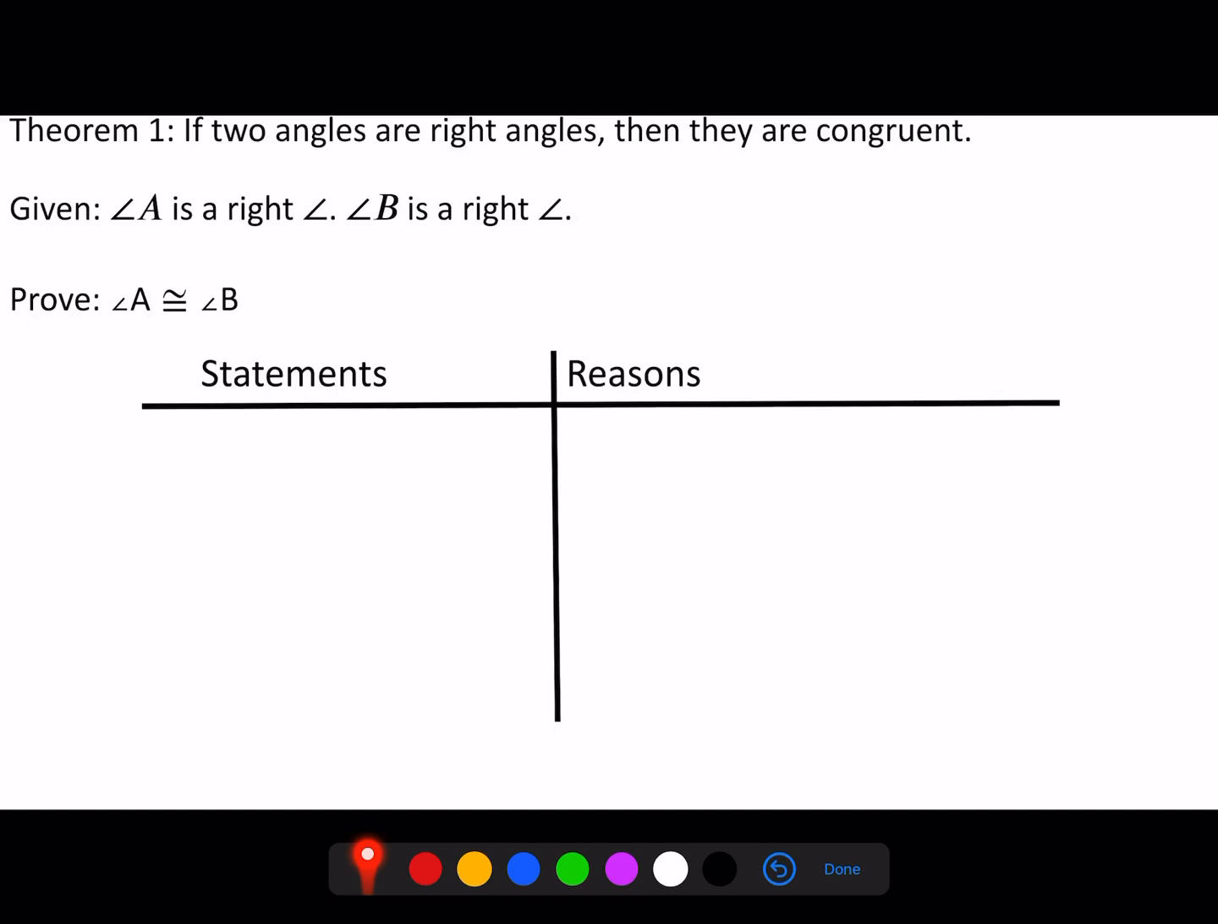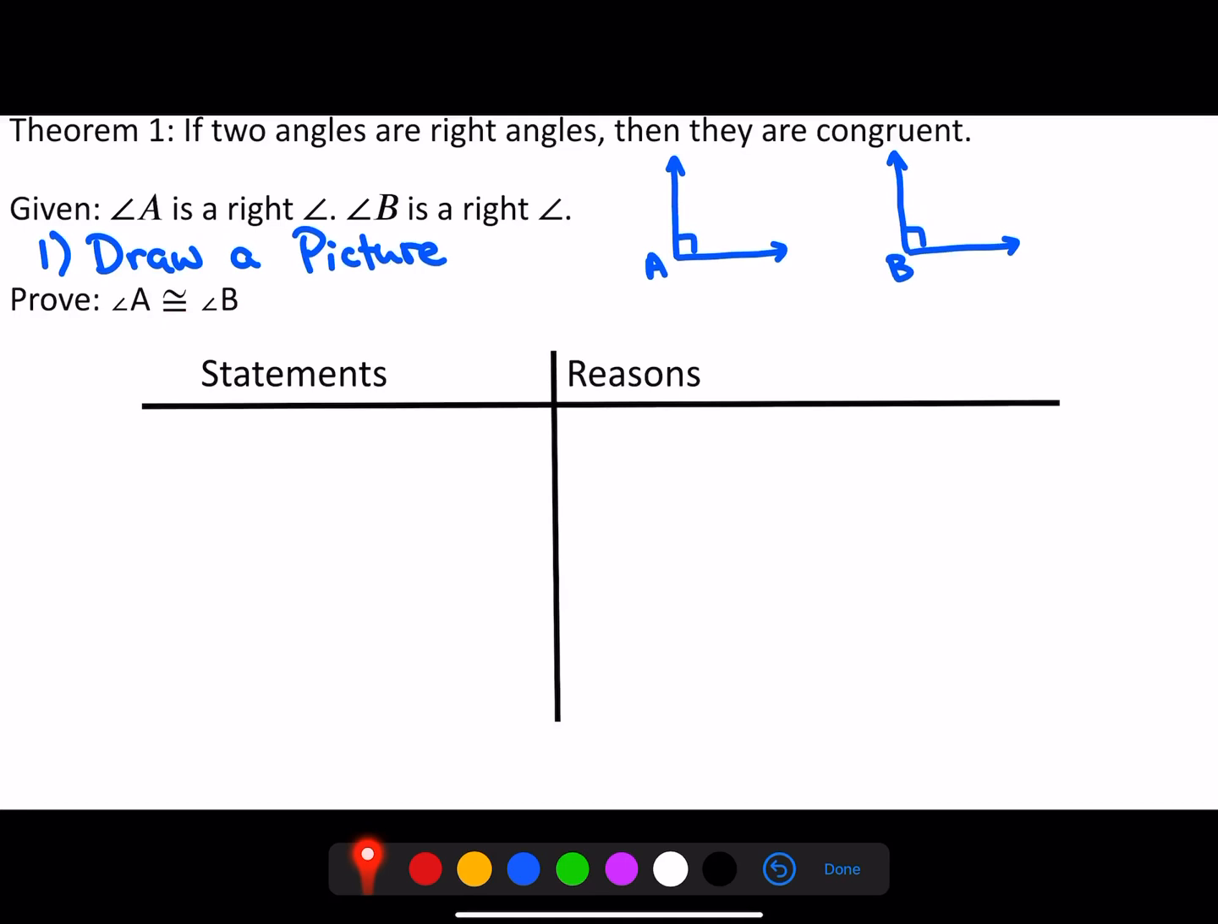If two angles are right angles, then they are congruent. So, given angle A is a right angle, and angle B is a right angle, we need to prove that angle A is congruent to angle B. So we first start off with a picture. So I drew my picture. I have angle A here and angle B here. They tell me that they're right angles, so I went ahead and I drew a box in each.